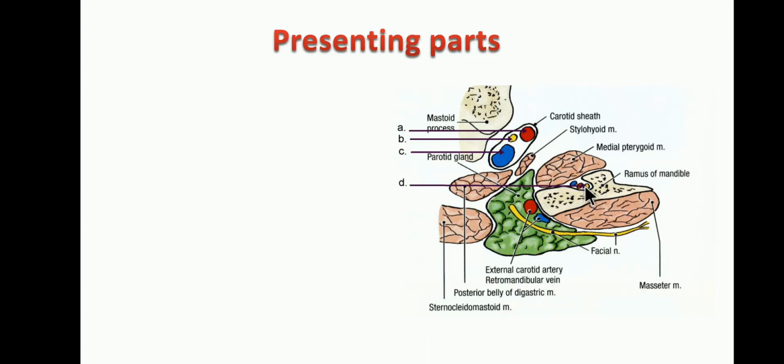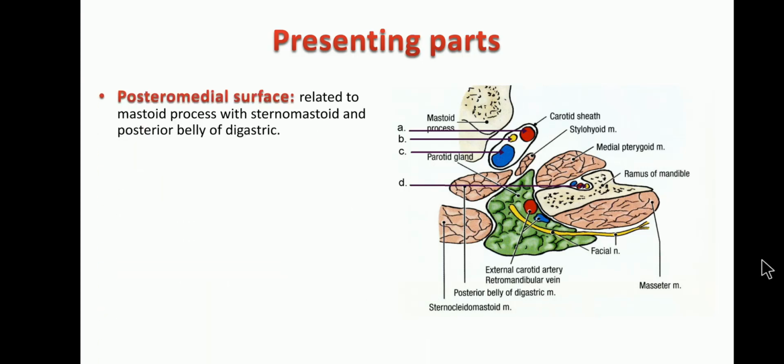Inferior alveolar nerves and vessels which are actually passing through the mandibular canal. This is the posteromedial surface. It will be related to the mastoid process. So outer part of the mastoid process, external aspect, the sternocleidomastoid muscle, and then you are able to see the inner aspect is the posterior belly of digastric. More medially you go, you have the styloid process with the structures attached to it that I told you, the styloid apparatus, 3 muscles and the 2 ligaments.